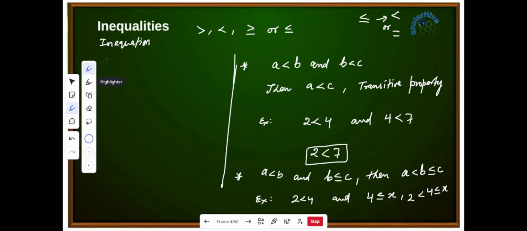Now this is also a very important result. So if A less than B and B is greater than C, in this case, A less than B, B is greater than C, then there is no direct relation between A and C.